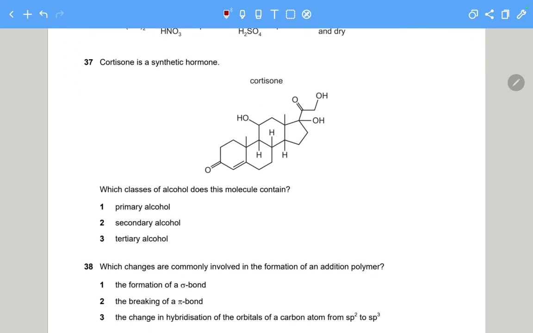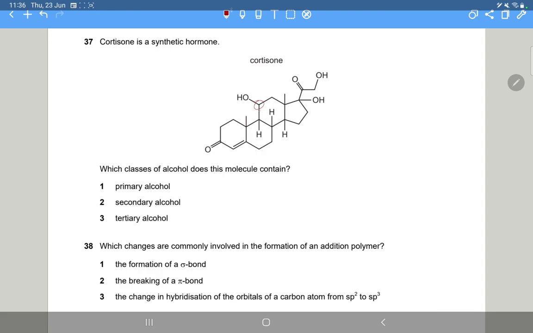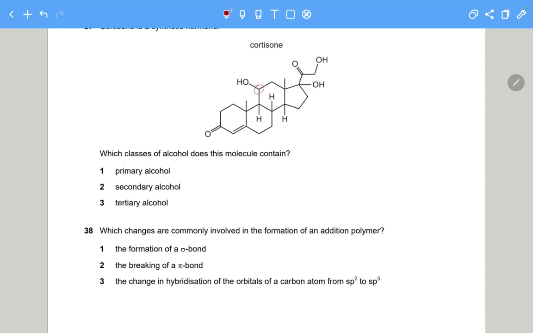Question 37. Cortisone is a synthetic hormone, right? So they've given cortisone. Which classes of alcohol does this molecule contain? So we can see a secondary alcohol here because this carbon is bonded to two others. We see a tertiary alcohol here because this carbon is bonded to three others, and then we see a primary alcohol here because this carbon is bonded to only one other carbon. So we have primary, secondary and tertiary, all three. So all three correct, and therefore A.